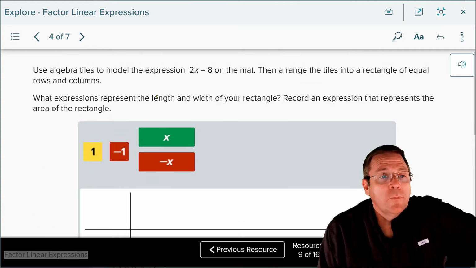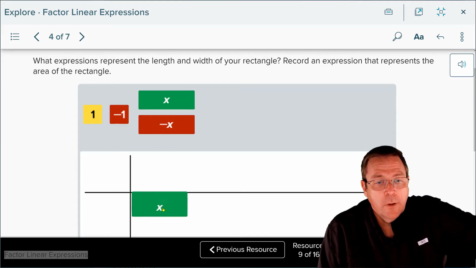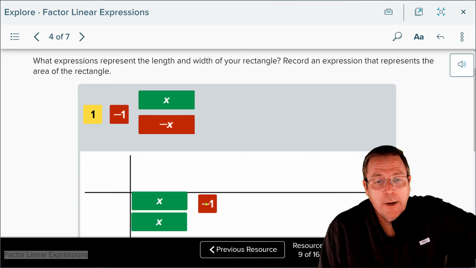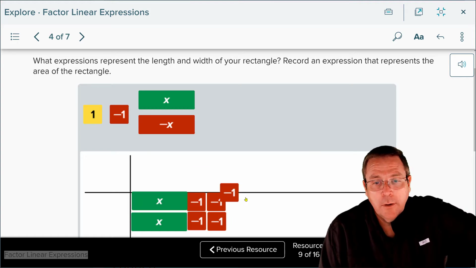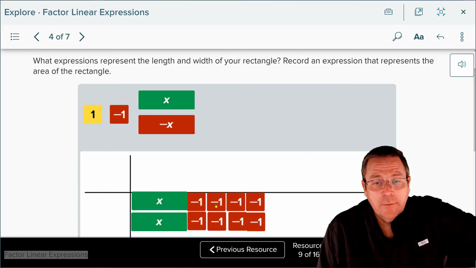Now here's a new one. They want us to do 2x minus 8. So we're going to start off with our 2x's again. 1, 2. And then our minus 8. There's 2 of them. Here's 4 of them. Here's 6 of them, and here is 8 of them. So what do we have here? Our height is going to be 2, and our width is going to be x minus 8.